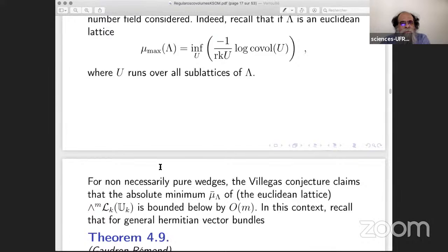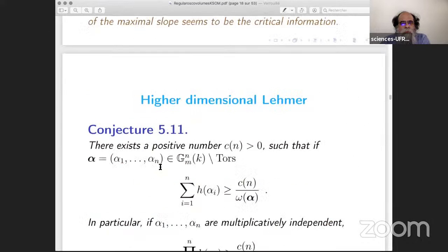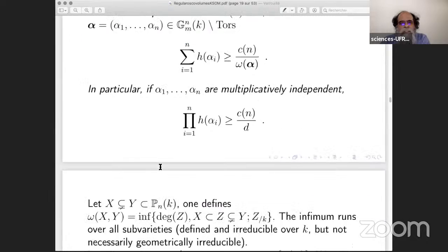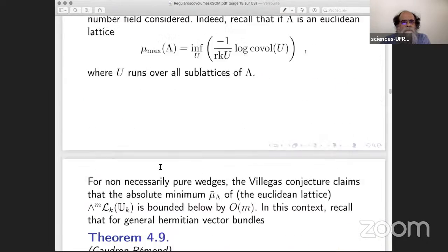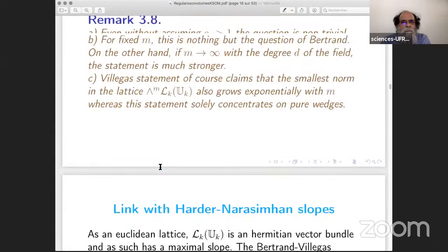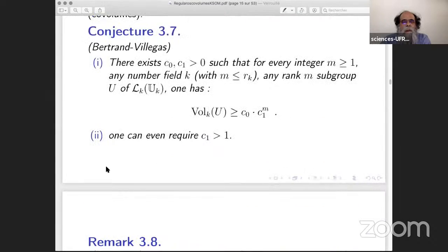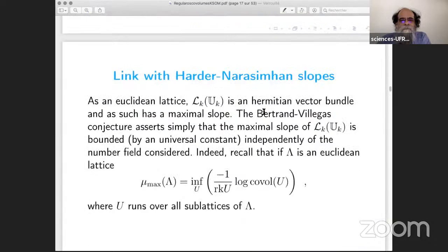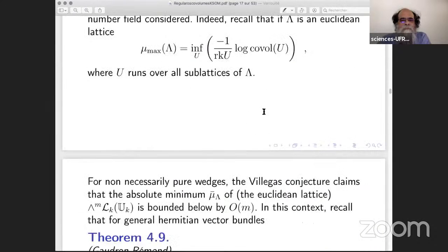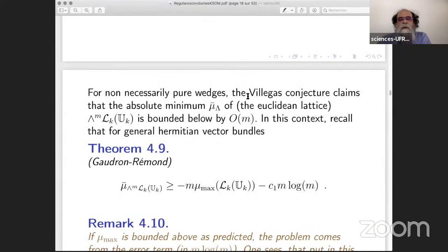So if you go back, where is it? Oh, I should go up. You take the log, so you have a constant times m. You divide by m, so you have a constant. So you claim that the maximal slope is bounded below by capital O of m.